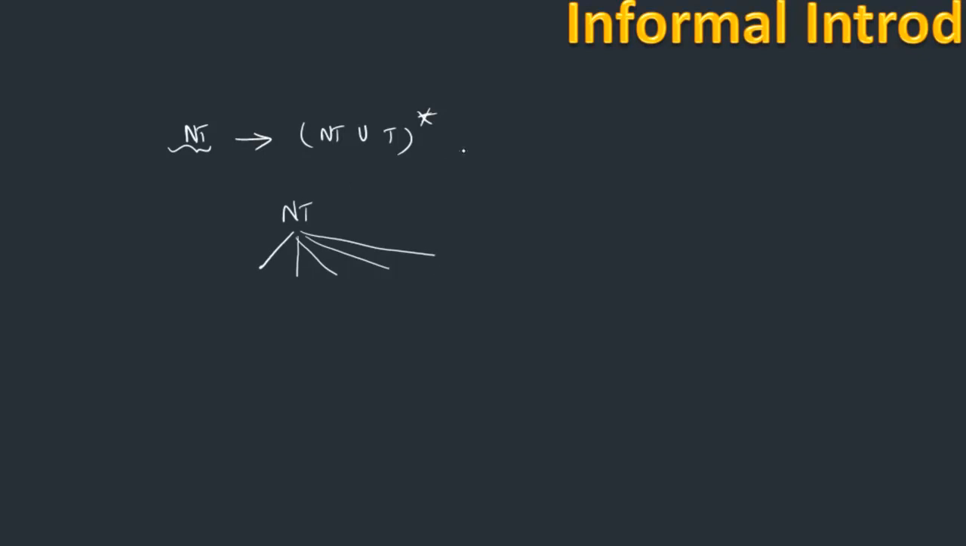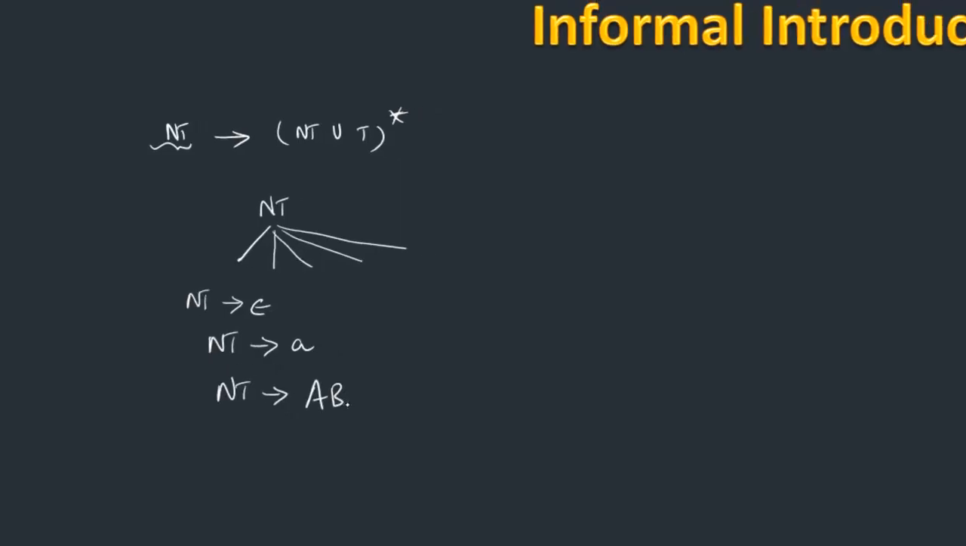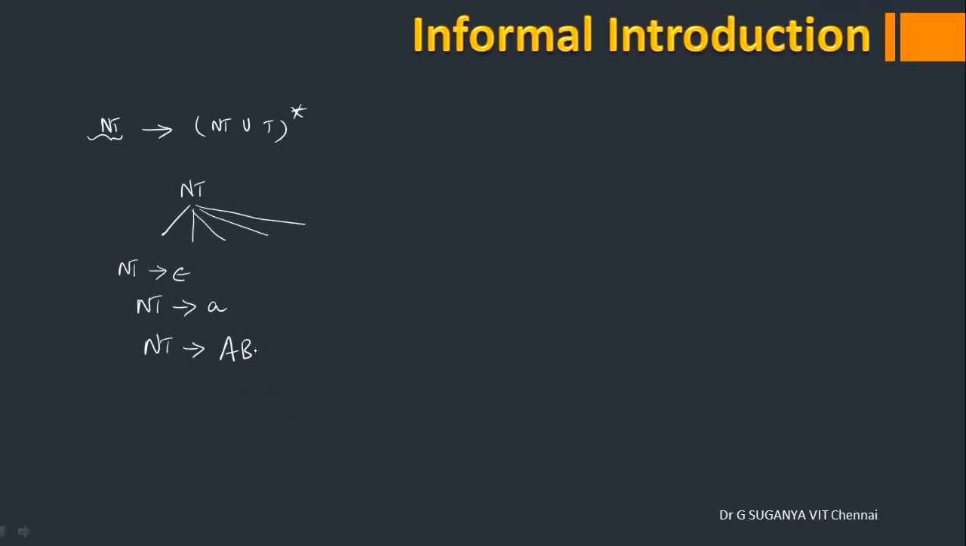According to the production that you have, suppose you have NT gives a. Here a is a leaf node, so it gets expanded to one child which is a leaf node. Suppose you have NT gives capital AB. Now it got expanded to two non-terminals. Then if you have aA, it could get expanded to one intermediate node and one leaf node. Accordingly it goes.